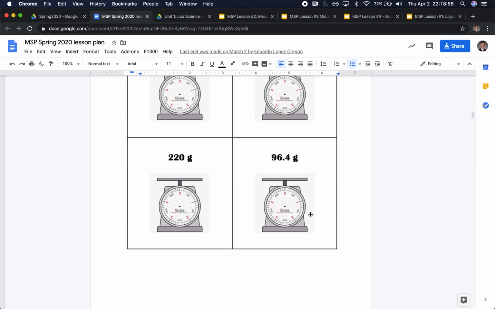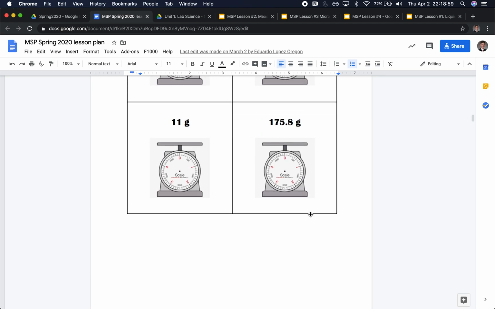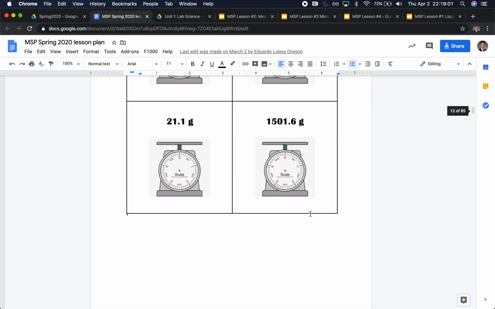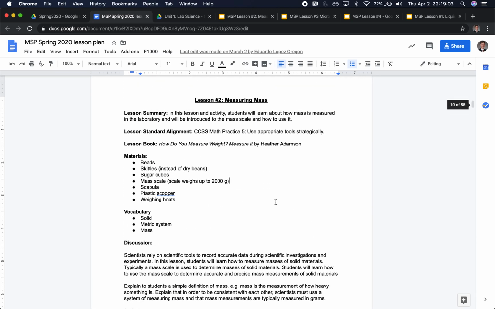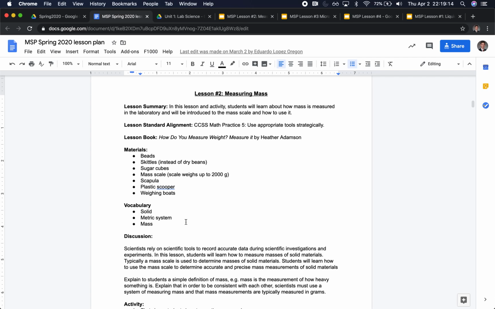Again, pre-cutting these before the lesson is very helpful. That is pretty much it, I think. With mass scales, you only get around 1 or 2, so make it a competition. That might be helpful.